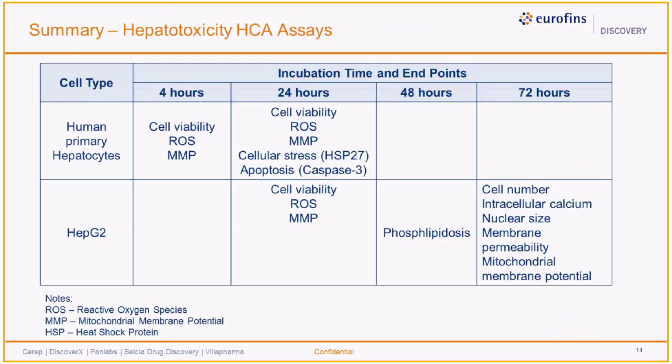The high-content analysis imaging assays that we offer are summarized in this slide. Those assays can be run in either HepG2 cells or human primary hepatocytes at any time point from 4 hours to 72 hours. They can measure multiple cellular parameters such as cell number, ROS, mitochondrial membrane potential, intracellular calcium, nucleosides, membrane permeability, and heat shock protein 27, representing cellular stress. Those assays can be customized to meet your specific needs.